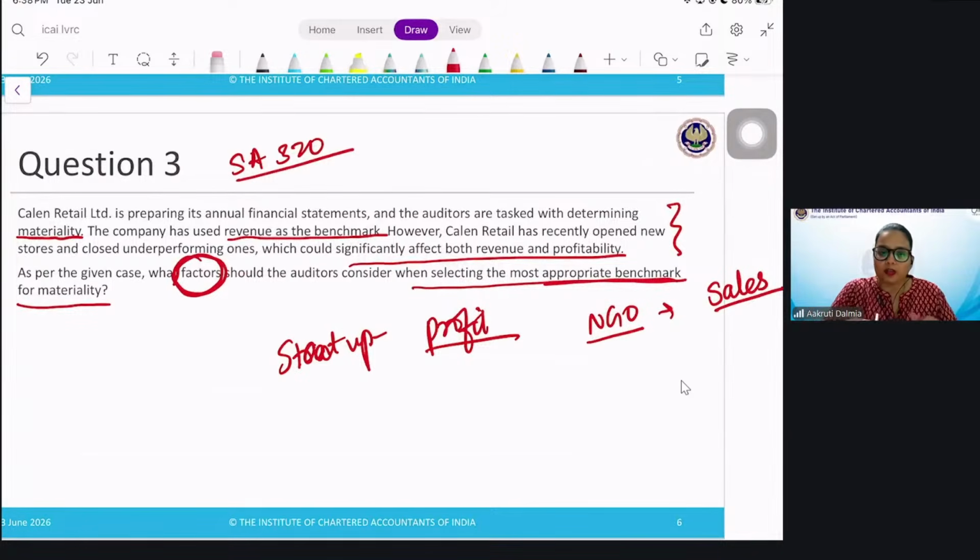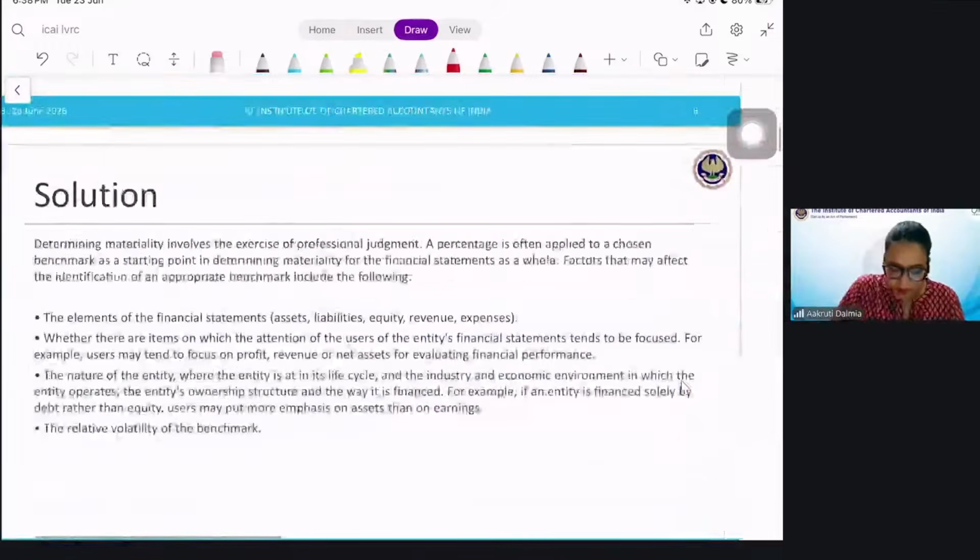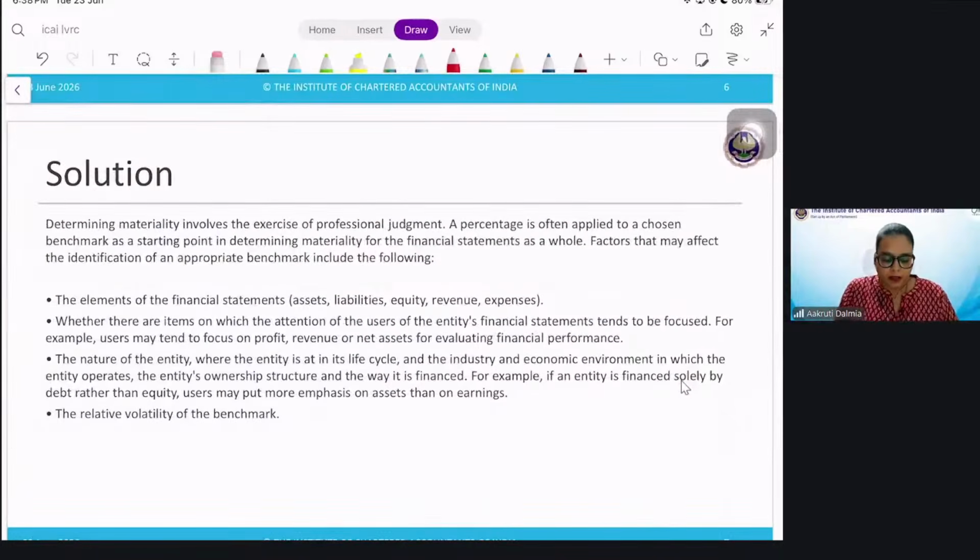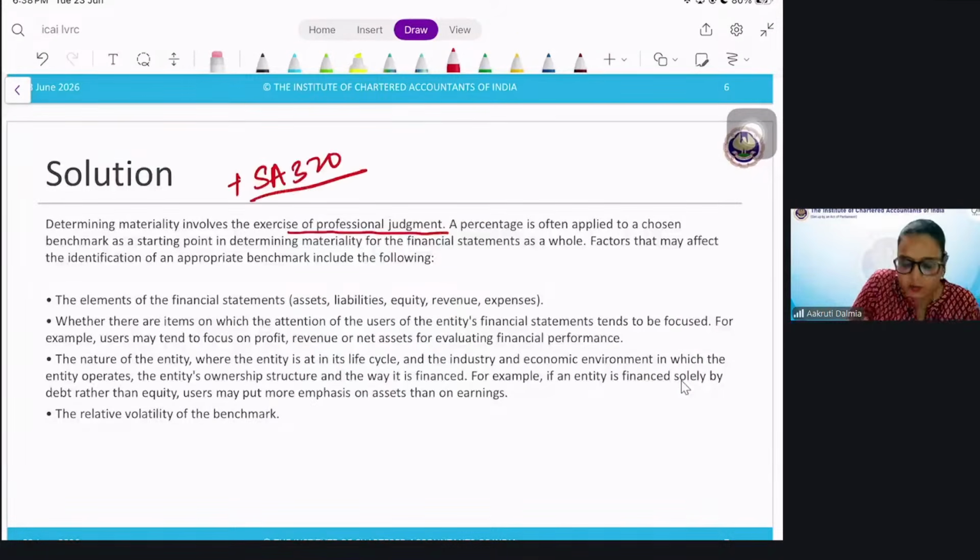Okay. So as soon as you see this question, NGO and startup should come to your mind. You should remember immediately. Ma'am told this. Okay. So very simple answer. Determining materiality involves exercise of professional judgment. Plus you can of course write essay number 320. You can mention. Okay.